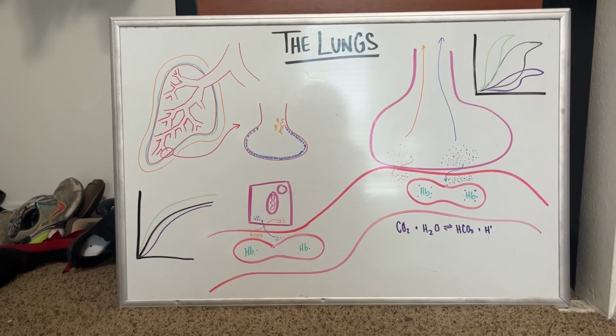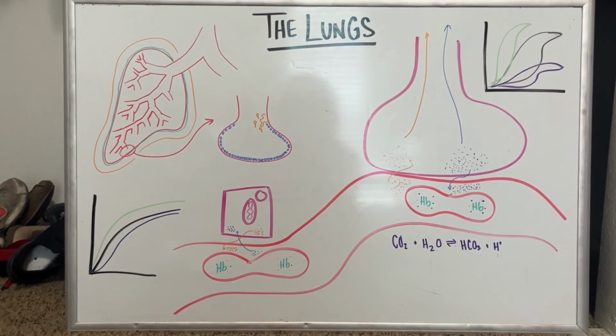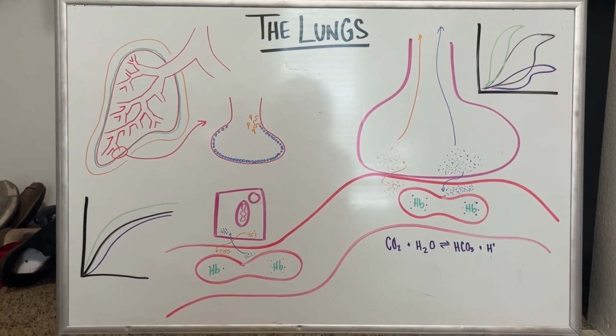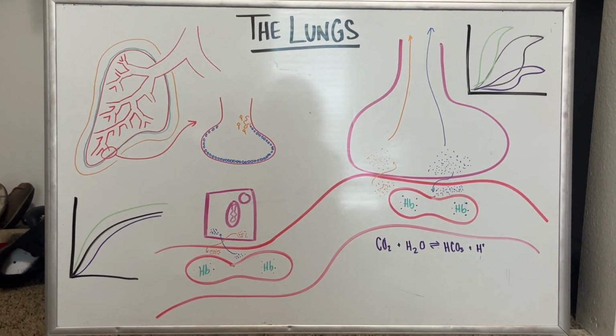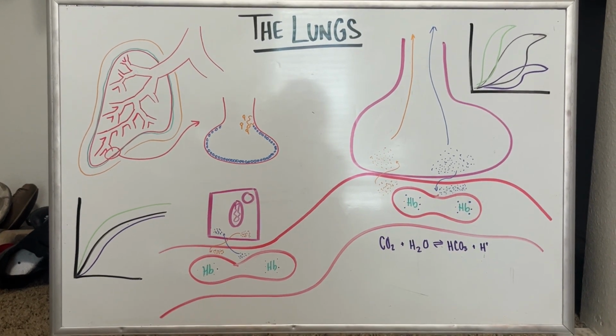All right, today we're going to talk about the lungs. The first thing we're going to talk about is negative pressure ventilation. So ventilation or breathing involves the movement of air into and out of the lungs driven by differences in air pressure. Air always flows from a region of high pressure to a region of low pressure.